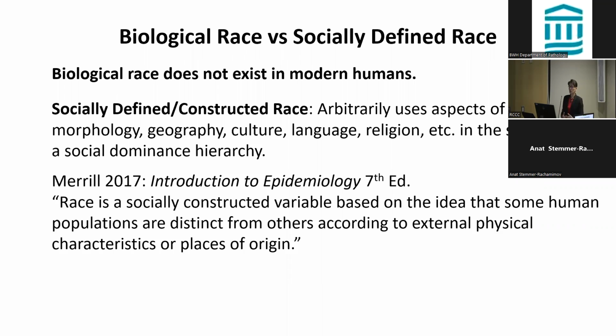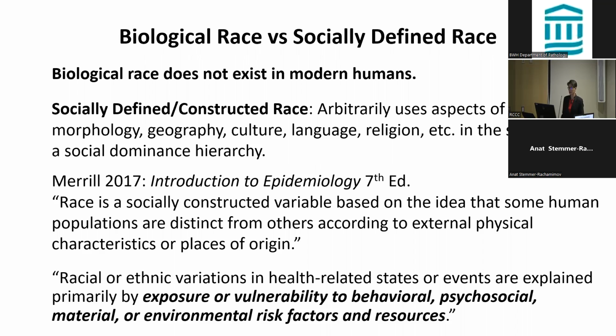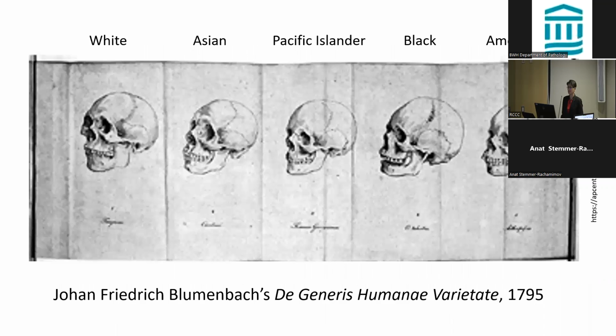Now, this is being increasingly recognized. This comes from the Introduction to Epidemiology, published in 2017, saying explicitly, race is a socially constructed variable based on the idea that some human populations are distinct from others according to external physical characteristics or places of origin. Furthermore, he goes on to say racial or ethnic variations in health-related states or events are explained primarily by exposure or vulnerability to behavioral, psychosocial, material, or environmental risk factors and resources. So that's a very important thing for us to remember.